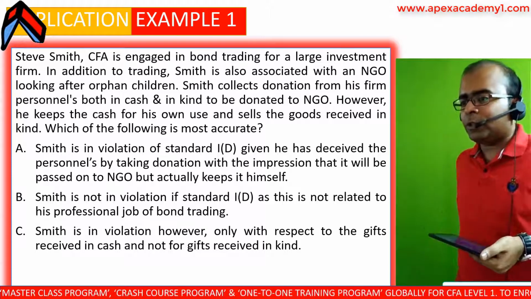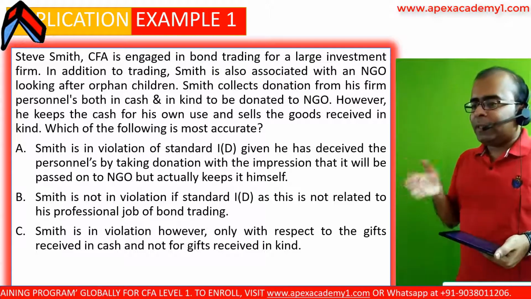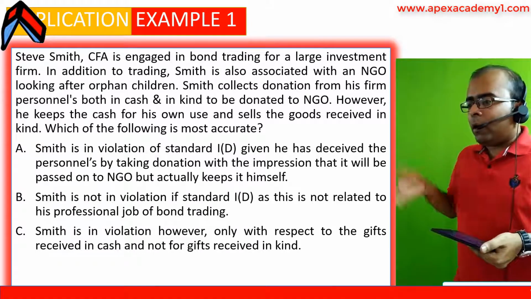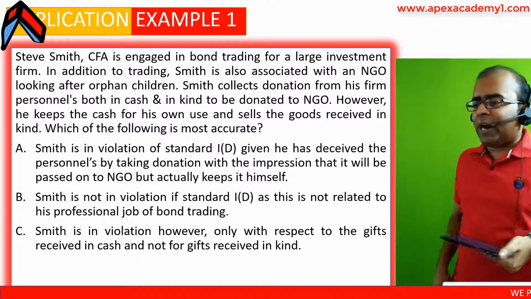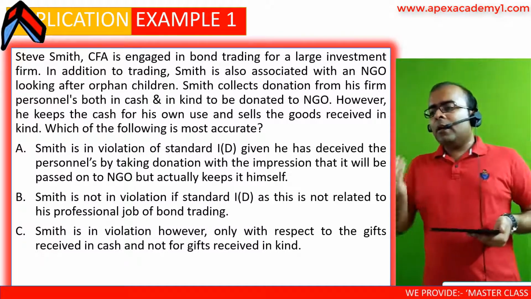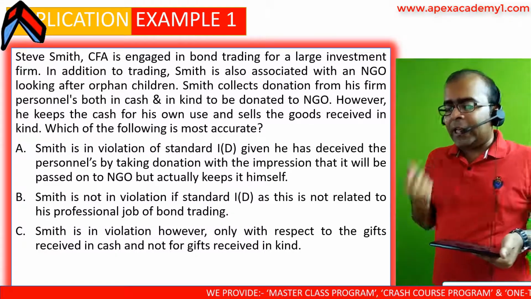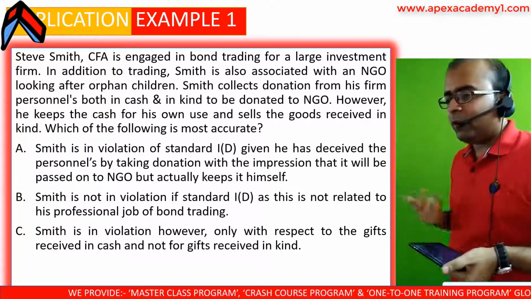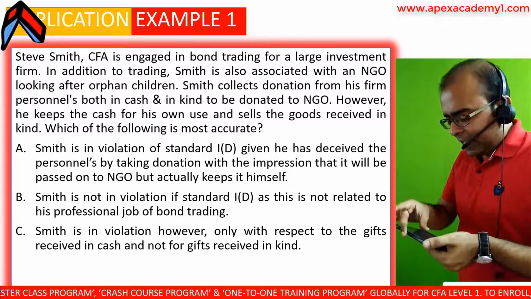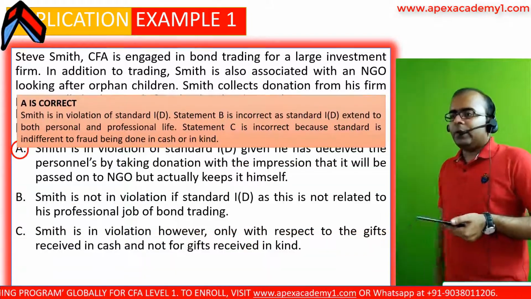However, let's see the other options. Smith is not in violation. It is ruled out. It is actually a violation. Smith is in violation, however, only with respect to the gifts received in cash, and not the goods. This is also wrong, because it's not only cash; any act of dishonesty, because the standard uses the word any. So any covers everything. Any act of dishonesty, fraud or deceit is a violation. A is the correct answer. It's a straightforward one. You can see the rationale.